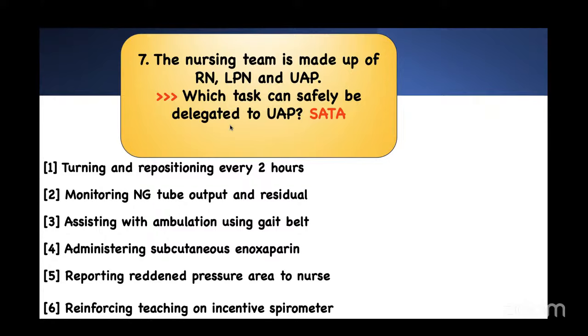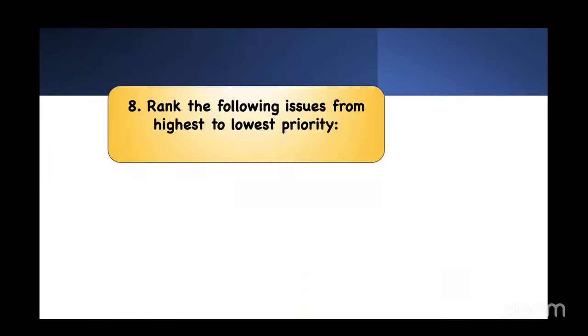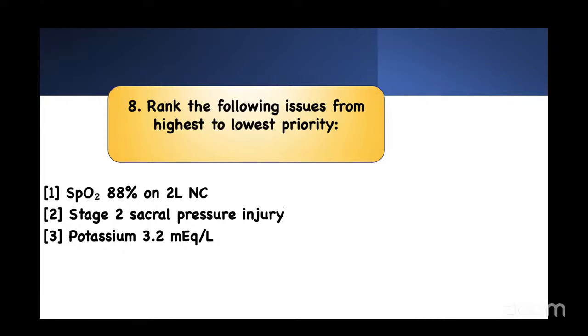Now, what do you think? The next one is we got to figure out what we need to do with the patient now. Rank the following issues from the highest to the lowest. We saw the orders that were given, and so now we have them back. Saturation is 88% on 2 liters of nasal cannula. Which one should you address first?